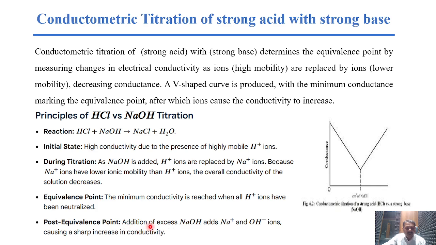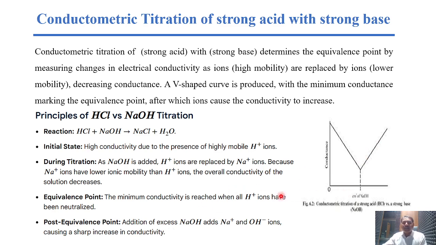Post equivalence point: addition of excess NaOH adds Na+ and OH- ions, causing a sharp increase in conductivity. So after neutralization of H+ ions by NaOH, we add excess NaOH, and because of the addition of excess NaOH, Na+ and OH- ions are produced. These OH- ions are highly mobile, and because of that the conductivity again increases.